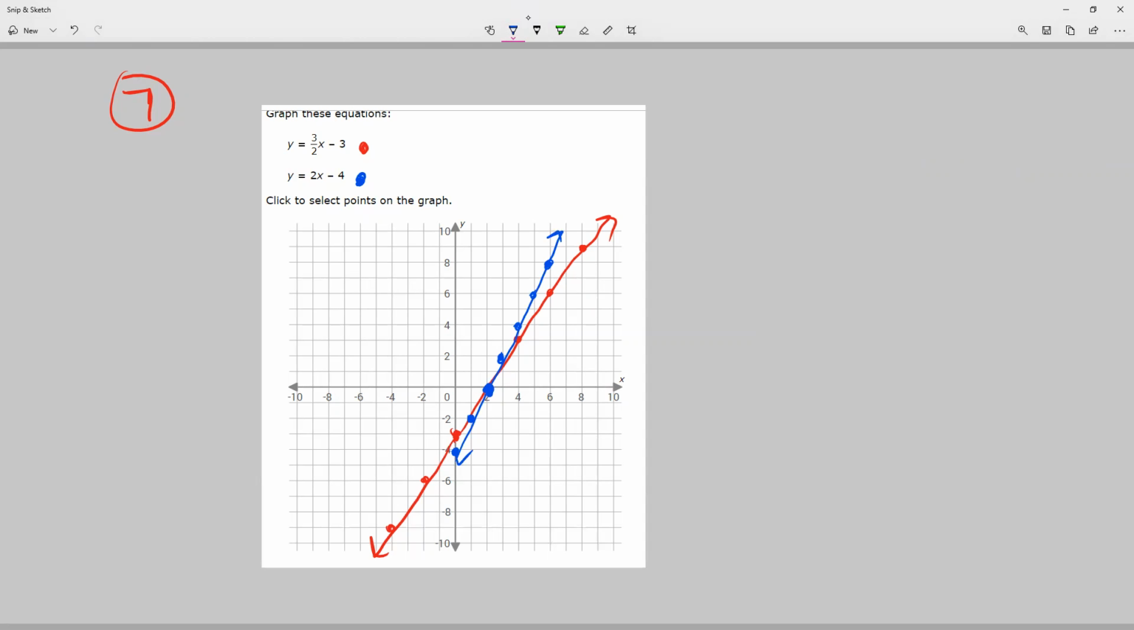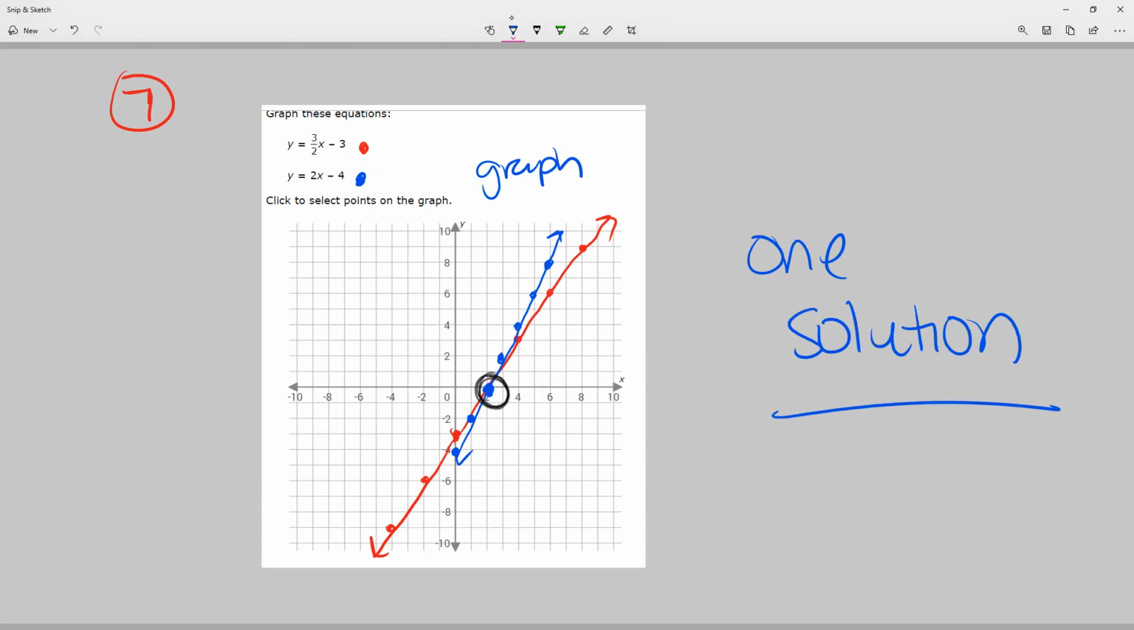So the solution is this point here. But I also just want to point out that you are supposed to graph these for IXL and then say how many solutions it has. So you don't even have to say what the solution is if it was hard for you to tell. This is one solution because it crosses at one spot.